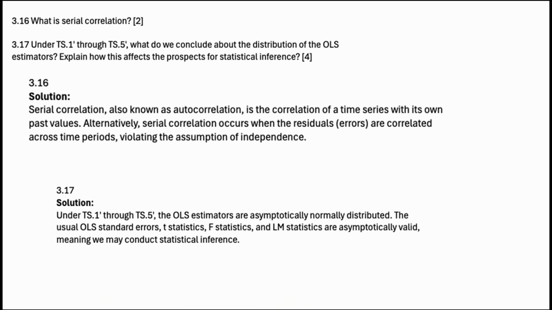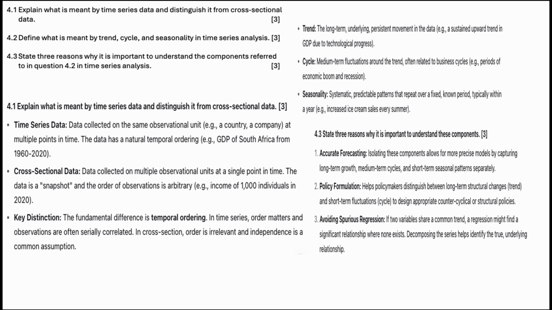Then 3.17: under the first to the fifth assumptions, what do we conclude about the distribution of the OLS estimators? I'm not sure if this is correct, because I think TS6 is our... Oh yeah, if TS1 to TS5 are satisfied, that implies that TS6 is also satisfied. That means the OLS estimators are asymptotically normally distributed, and so the usual standard errors, t-stats, F-stats and LM stats are asymptotically valid. So we can conduct statistical inference.